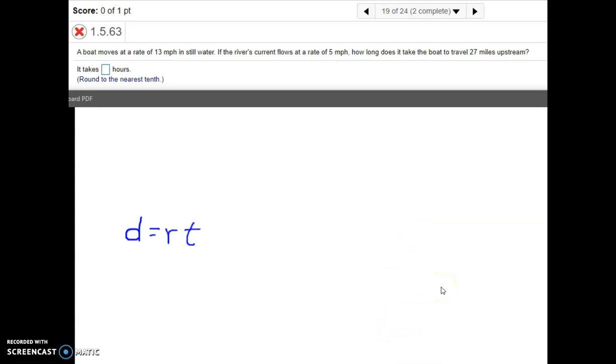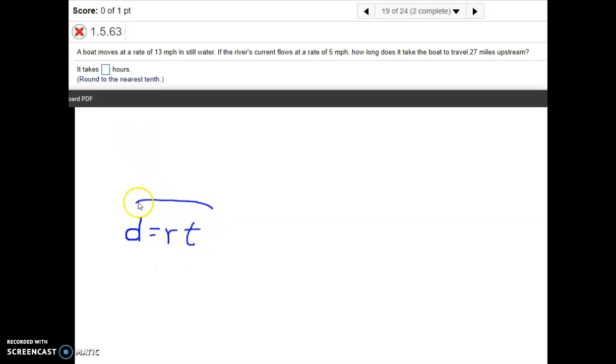Okay, I want to do one more problem, and this is number 19. And again, your numbers might look a little bit different. A boat moves at a rate of 13 miles per hour in still water. So if the water is perfectly calm, it's going to go 13 miles per hour. The river's current flows at 5 miles per hour. How long does it take the boat to travel 27 miles upstream? This is real important to notice that it says upstream. That means that it's going against the current.